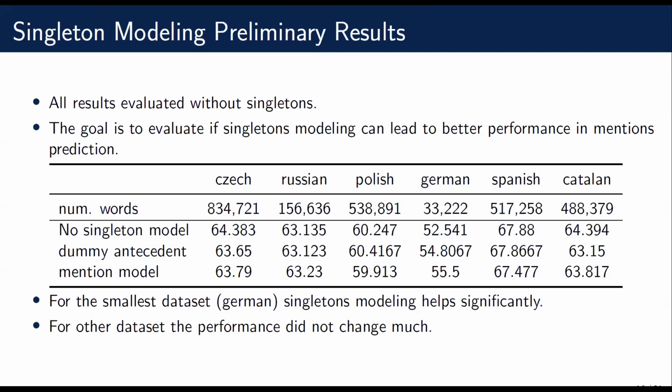So it helps because the model can learn from these singletons, but for other data sets, we have to conclude that these modifications are not effective. It seems that the model has enough data to learn the mention, even if we discard all the singletons. So we tried, but unfortunately sometimes the research doesn't go as you plan, so we have to abandon this, and we will keep.